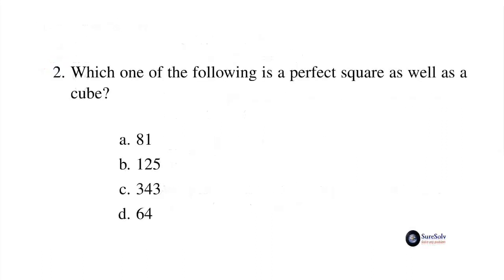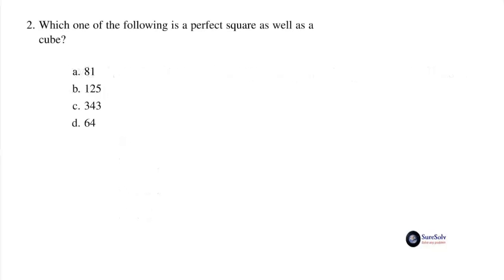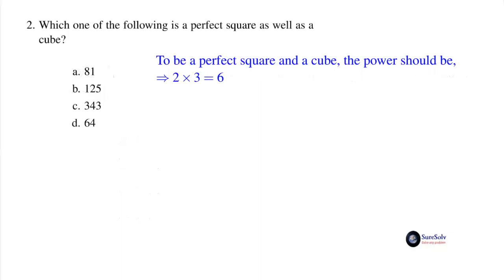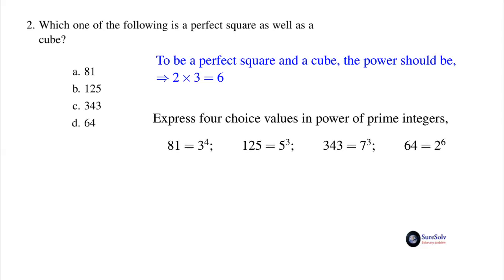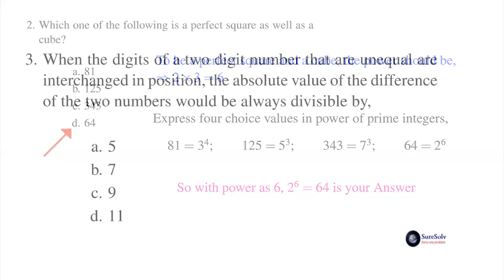Second question. Which one of the four numbers 81, 125, 343 and 64 is a perfect square as well as a cube? To be a perfect square and also a cube, the power should be a product of 2 and 3, that is 6. Express the four choice values in power of prime integers. So with power as 6, 2 to the power 6 equal to 64 is your answer. Answer, option D, 64.